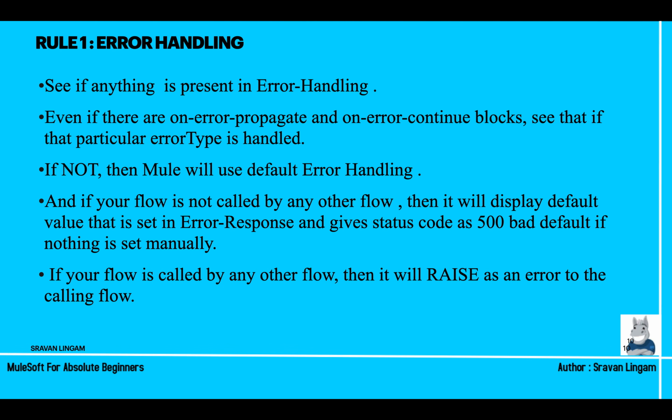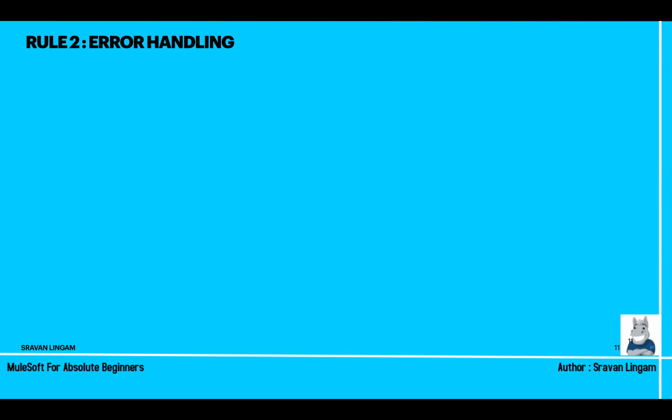I will show you this in our real-time scenario, what this error response is and everything. But if your flow is called by any other flow, then it will raise that error to the calling flow. Whoever is calling you, it will be raised to that particular flow. We will see this in the hands-on, because this is just the theoretical part. All right, so rule 1 is clear.